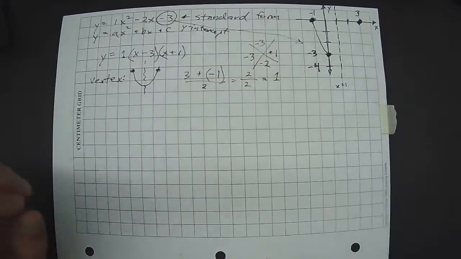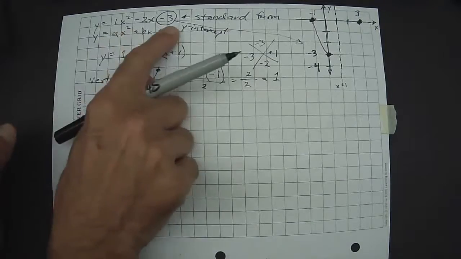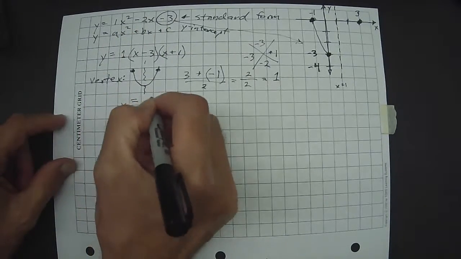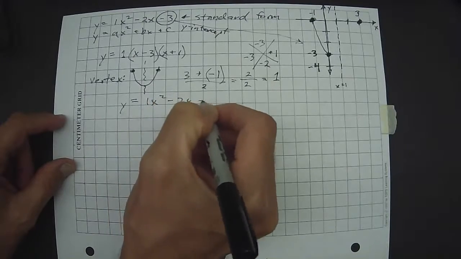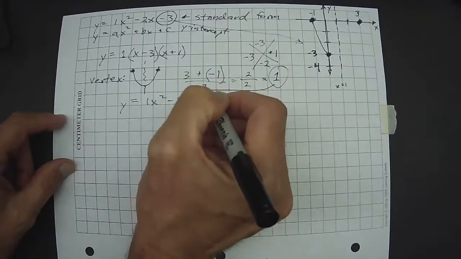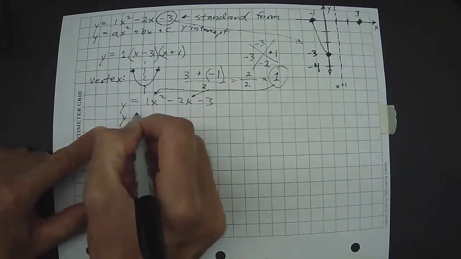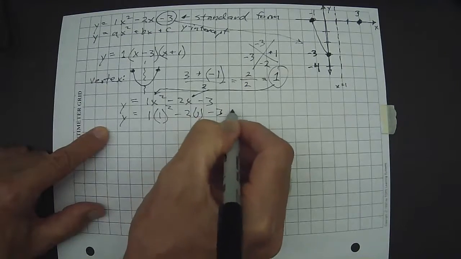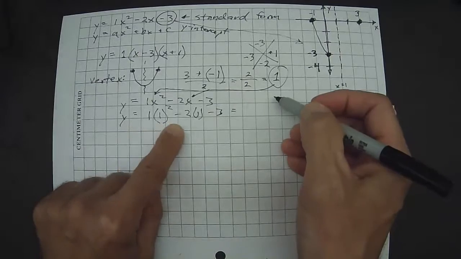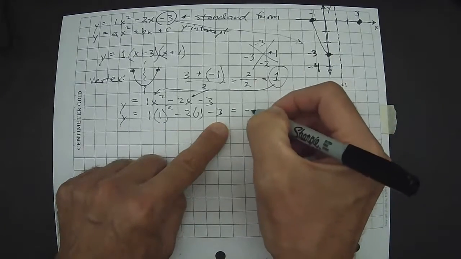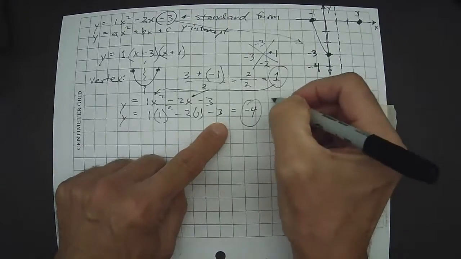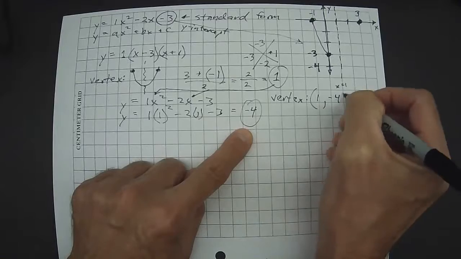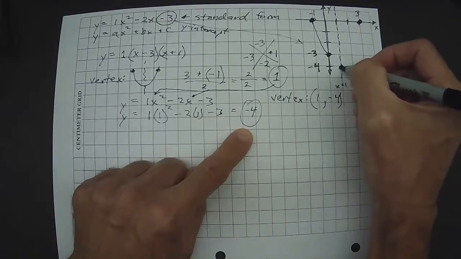Okay? Now, once I know that, how do I get the y-coordinate? I go back to my standard form. You could use factored form if you want, but if I go back to my standard form, y equals 1x squared minus 2x minus 3, and I put this x-coordinate in here for x, I can find out what y is going to equal, right? So it's going to be 1 times 1 squared minus 2 times 1 minus 3. So 1 times 1 is 1. Take away 2 is going to be -1. Take away 3 is going to be -4. So that tells me my vertex is going to be at x equals 1 and y equals -4. That point is going to be right here on our graph.